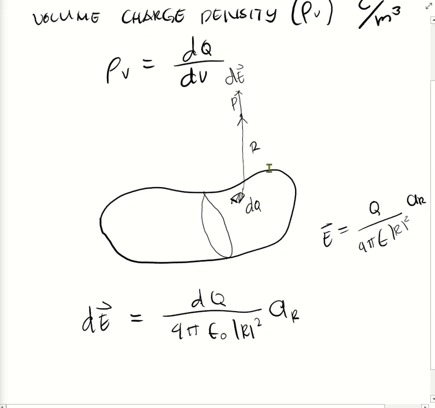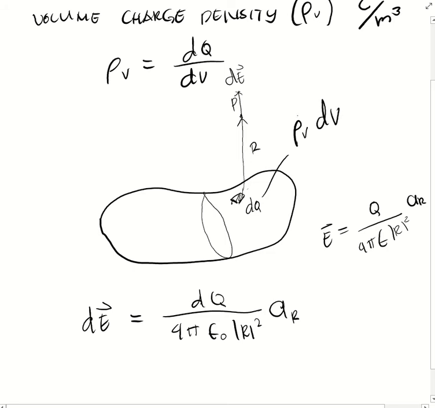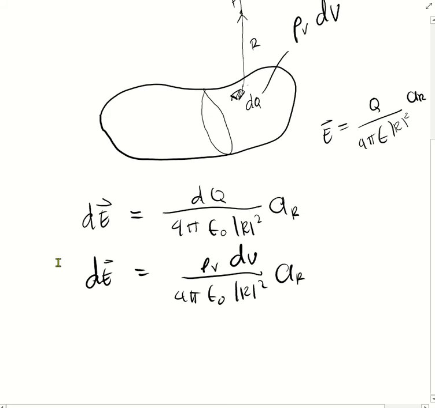Now, our dQ we can solve. We have a formula: rho V is equal to dQ over dV. So instead of using dQ, dQ will now be equal to rho V times dV. Just cross-multiply this formula: rho V is equal to dQ over dV, so to solve for dQ, rho V times dV. Let's substitute that in our formula. So dE will be equal to rho V dV, which is dQ, all over 4 pi epsilon naught R squared AR. Then we have solved for dE.